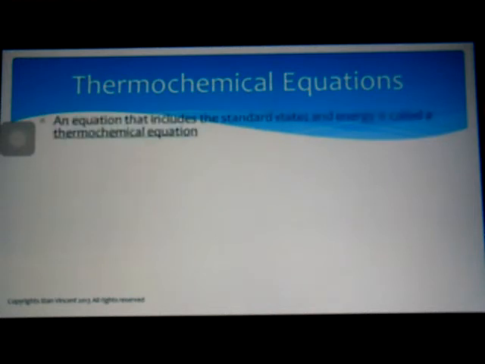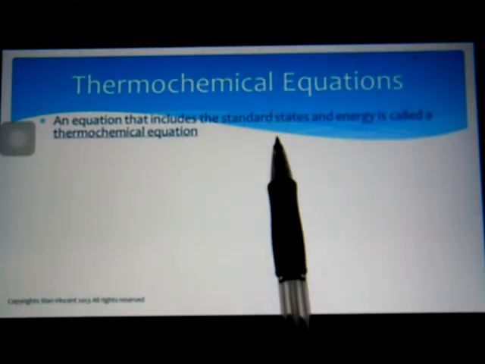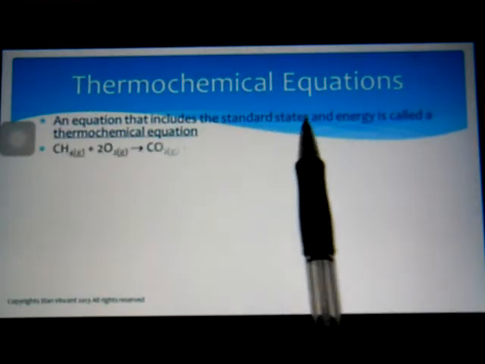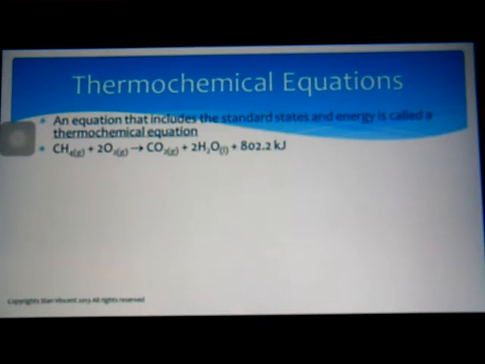Thermochemical equations. When you write equations that include the states of reactants and products and also give the energy change associated with them, we consider the equation to be a thermochemical equation. Typical example.